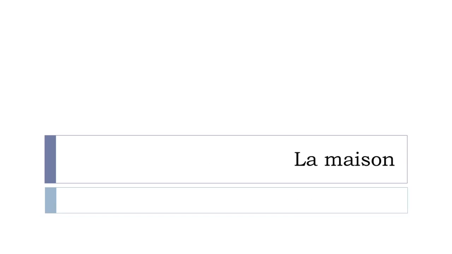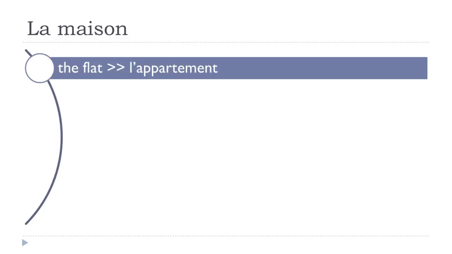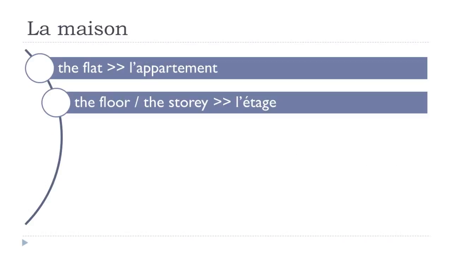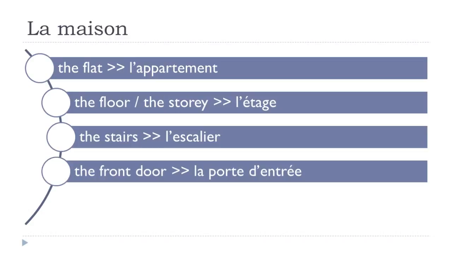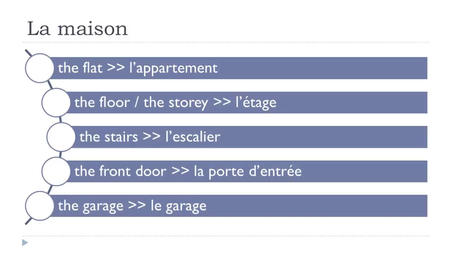In this lesson, we'll see vocabulary connected to la maison, the house. So let's start now. La maison, l'appartement, l'étage, l'escalier, la porte d'entrée, le garage. Okay, so one more time.